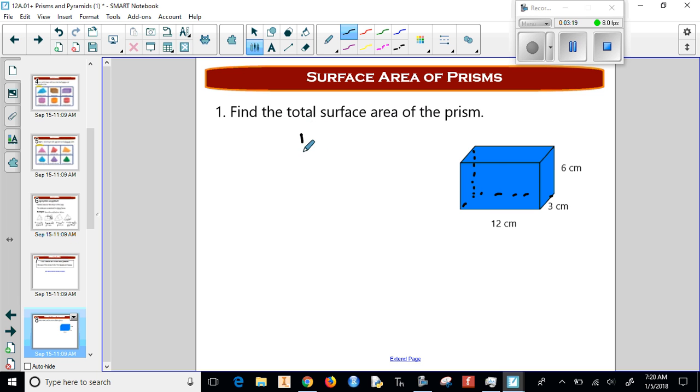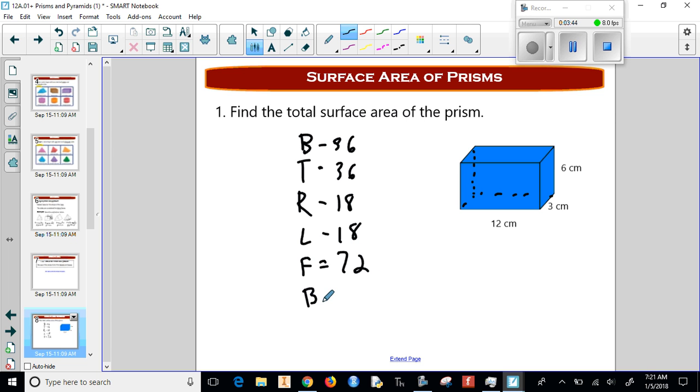So I'll do a B for bottom. 12 times 3 is 36. The top will be the same. Then we have the right-hand side, which is 6 times 3, which is 18, which means the left would have to be 18. And now we have the front, which is 12 times 6. What do we got there? 72. And that means the back would also be 72.